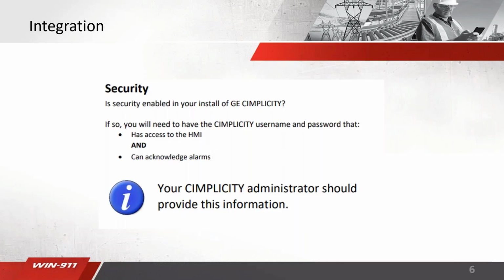So note about security here. If security is enabled on your Simplicity side, you need to have that Simplicity username and password that has access and has the ability to acknowledge alarms. That's the account that you're going to want to use in the WIN-911 configuration, or else you're just going to run into permissions issues, right? So if it's an administrator or some system admin user, that's what you're going to want to use. You can make one specifically for WIN-911 or use an existing, but just make sure it has the access to all of your alarms and access to the permissions required for acknowledging those alarms.